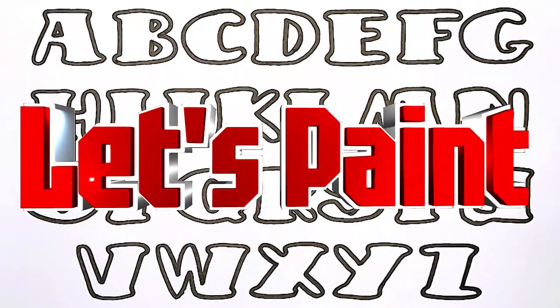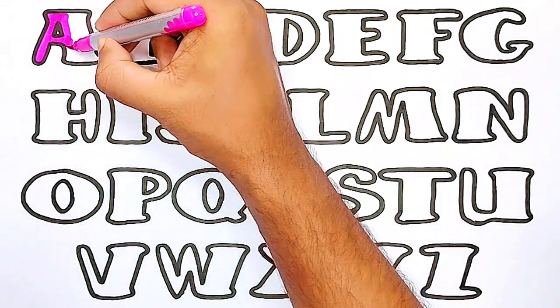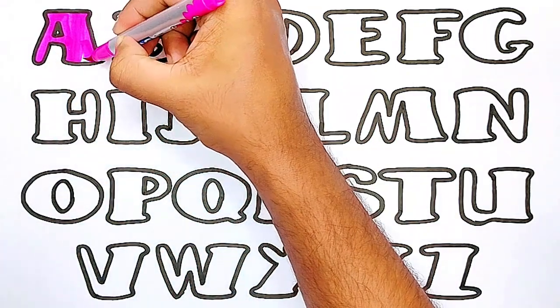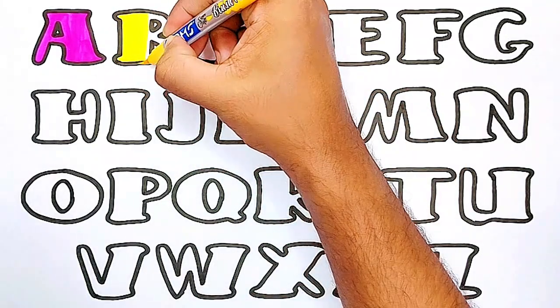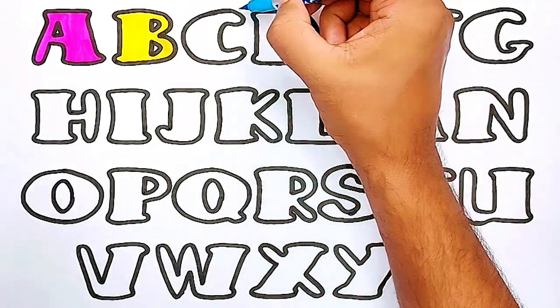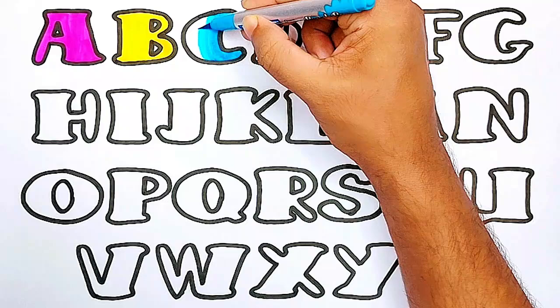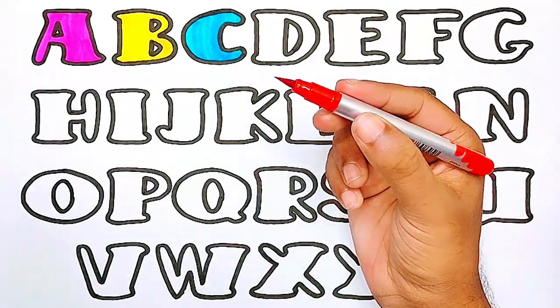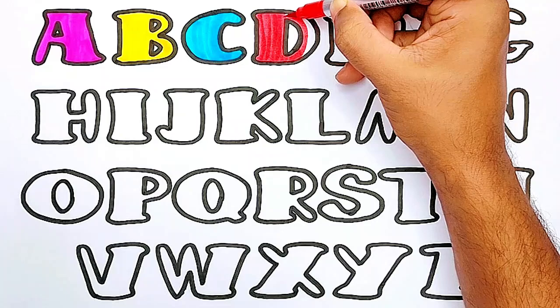Z. Let's paint. Pink color A. A for aeroplane. Yellow color B. B for broccoli. Sky blue color C. C for capsicum. Red color D. D for diamond.